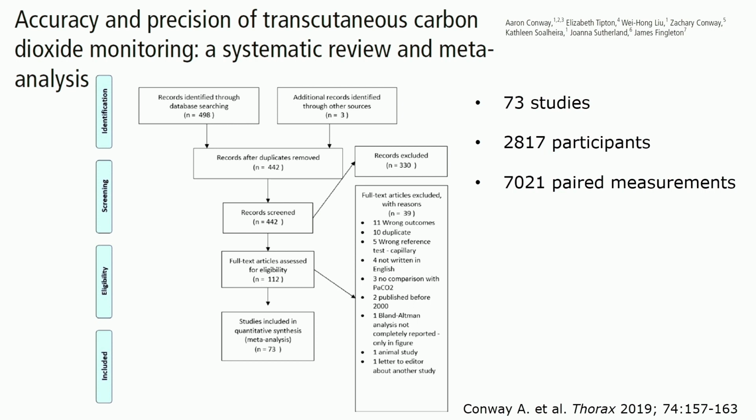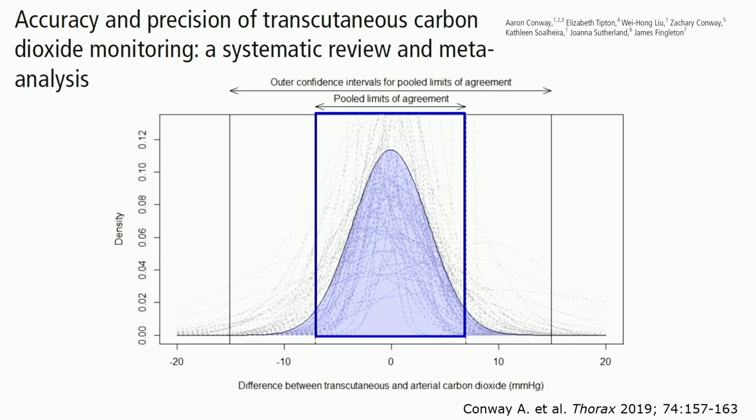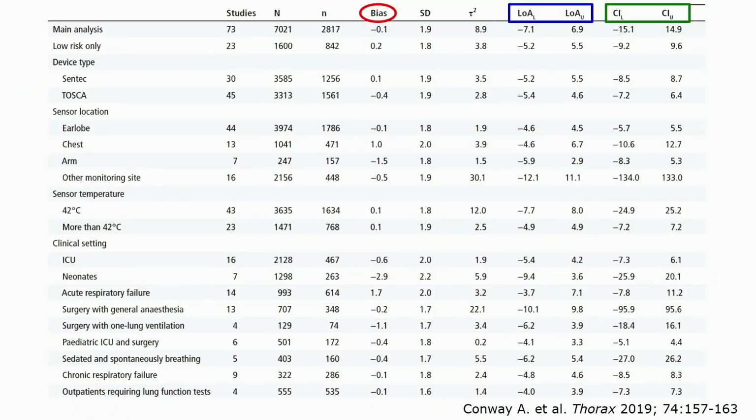73 had been selected in the end, where clearly defined comparisons had been performed against the gold standard of arterial blood gas measurements. So 73 studies with a summary of 2,817 participants with 7,021 paired measurements overall. Of course, we cannot go into the details. However, what we can see here is, again, the bias. The bias surrounds the 0, surrounds null. Again, on average, we can see that transcutaneous CO2 monitoring across all the studies perfectly fits with the arterial measurements.